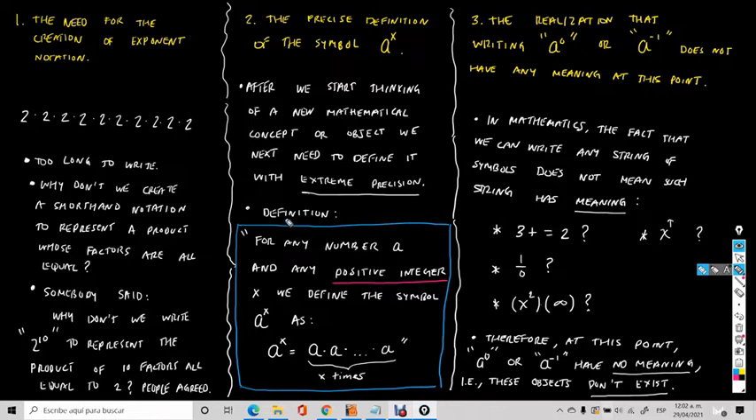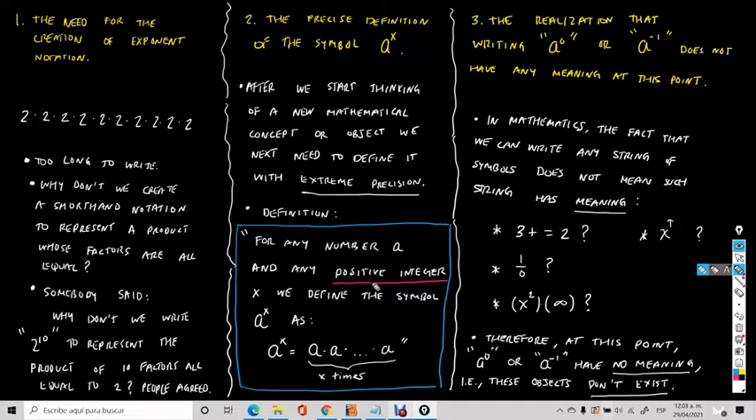And therefore, these people said, definition. For any number a and any positive integer x, we define the symbol a to the x as this. A to the x is going to be exactly equal to a times a times a times a, etc. times a. How many times? X times. As many times as the exponent tells you. And by the way, they also gave names to these numbers. They called this one the base, and they called this one the exponent. So this is a very clear and precise definition.